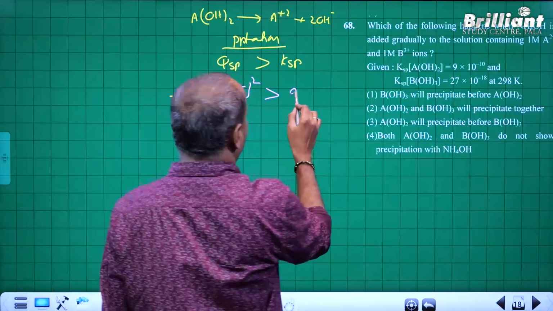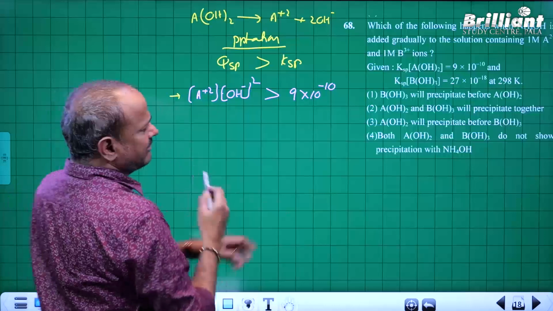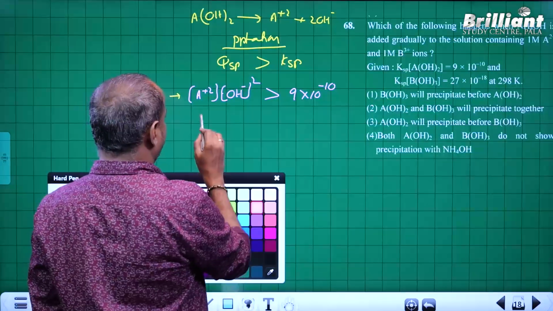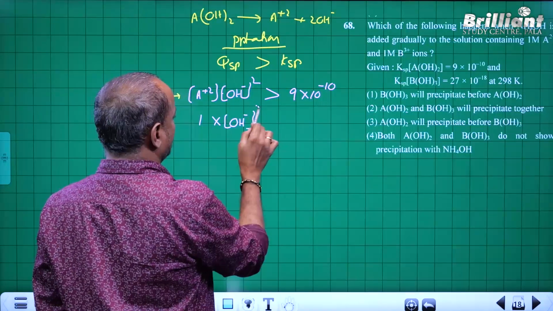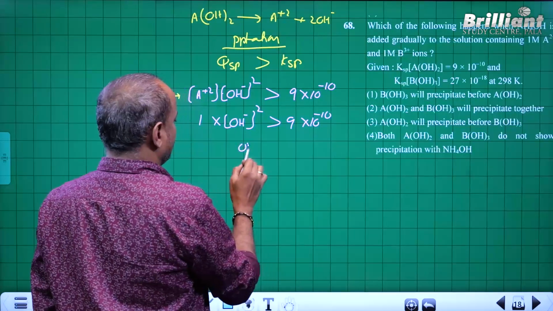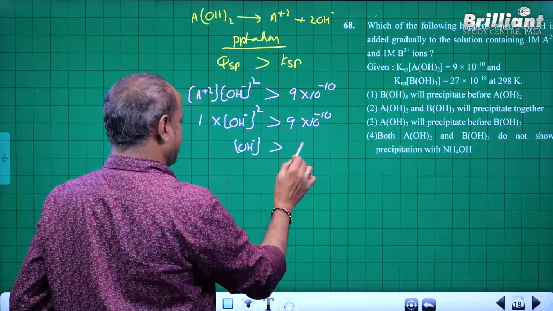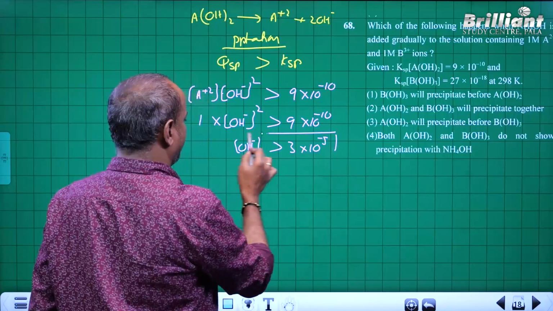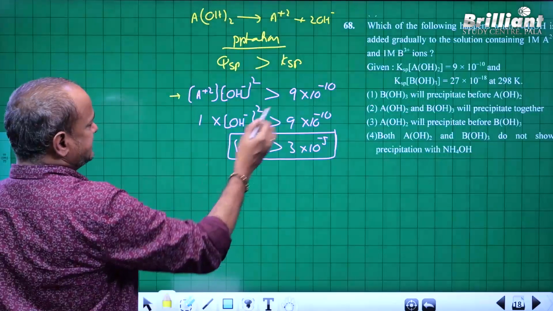Ksp is 9 into 10 raised to minus 10. A2+ is given as 1 molar. Therefore, 1 into OH- ion whole square is greater than 9 into 10 raised to minus 10. OH- ions must be greater than square root of 9 into 10 raised to minus 10, which is 3 into 10 raised to minus 5.